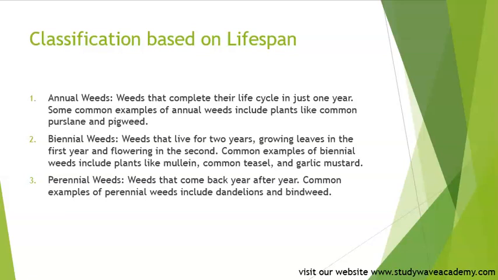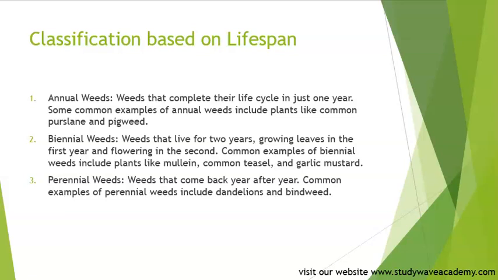The annual weeds start as seeds, grow into small plants, mature, produce seeds, and then die, all within one growing season. You might find them growing in gardens, farm fields, or even along sidewalks. Two, we have biennial weeds, weeds that live for 2 years, growing leaves in the first year and flowering in the second. Common examples of biennial weeds include plants like mullein, common thistle, and garlic mustard.